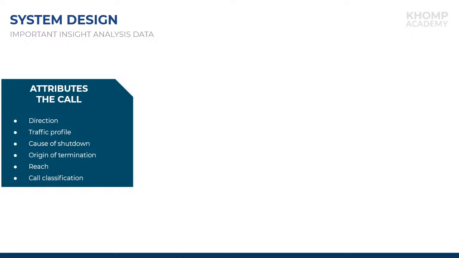In this part of how we analyze data, what concepts we really believe are the best in order to calculate these performance indicators. So we have attributes of the call, things like direction of the call, traffic profile, the cause of shutdown in case you have an abnormal finish of the call. You have things like origin of termination.